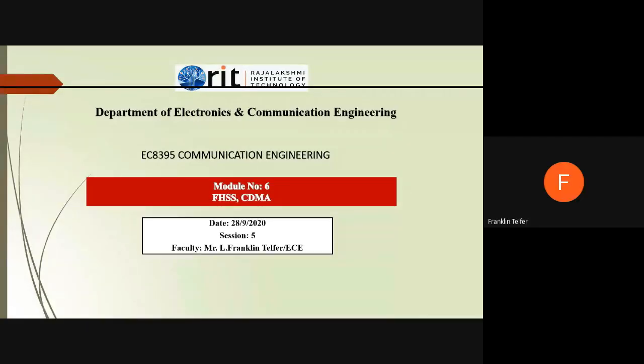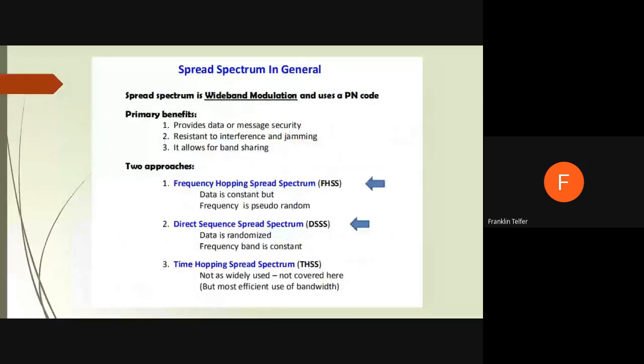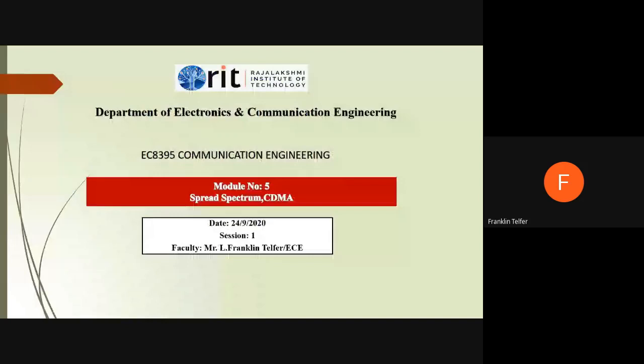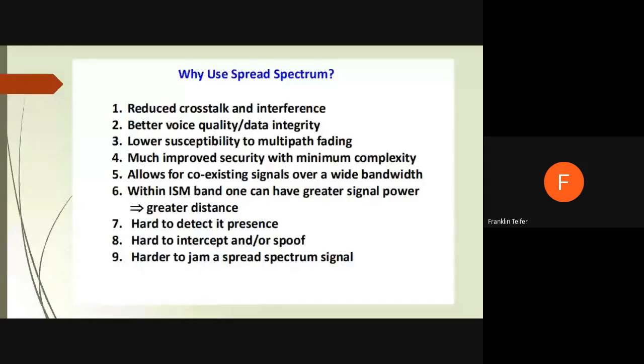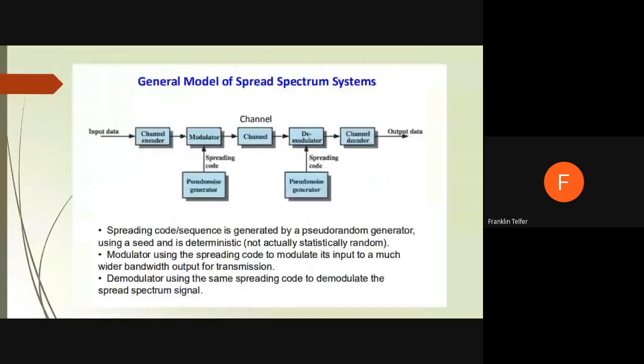Good afternoon, students. For today's session, we will be seeing FHSS, frequency hopping spread spectrum, and the continuation of CDMA, one of the multiple access techniques. Previously, we have seen the concept of pseudo random, how we generate a pseudo random sequence, and the basis of spread spectrum. Why we use spread spectrum, what approaches we have in spread spectrum, and what the general block diagram is, how this system operates.